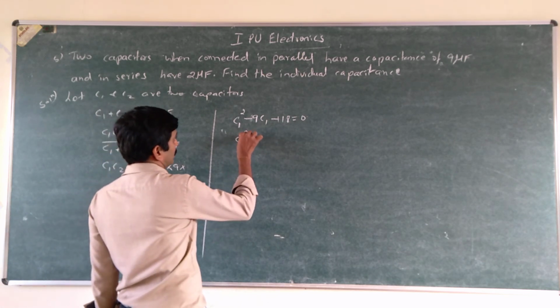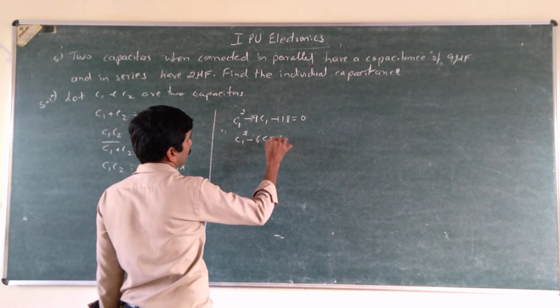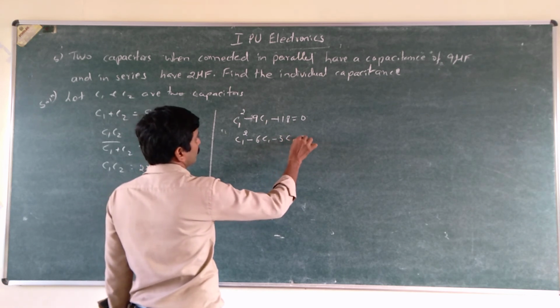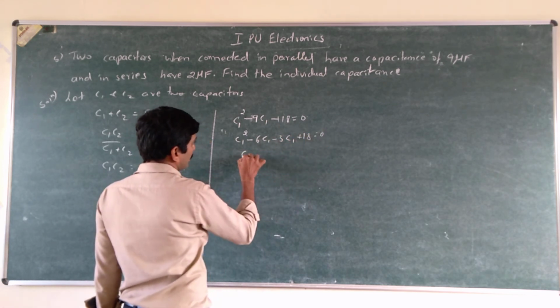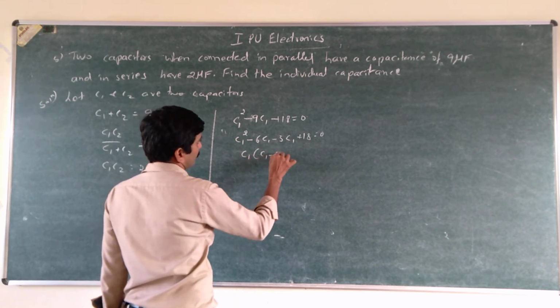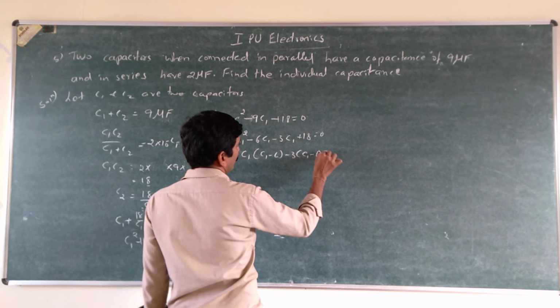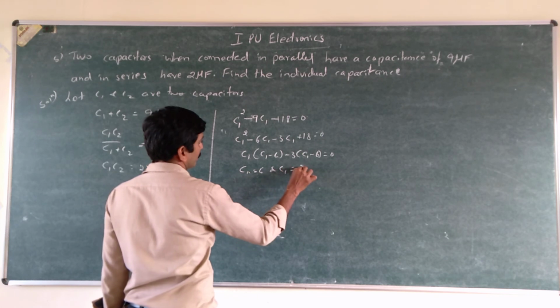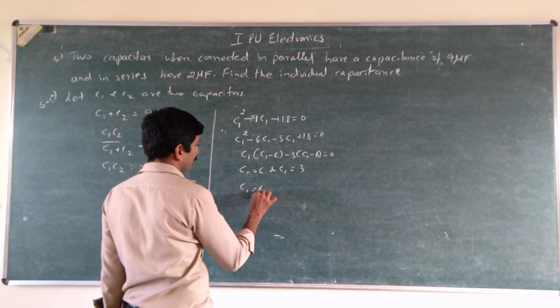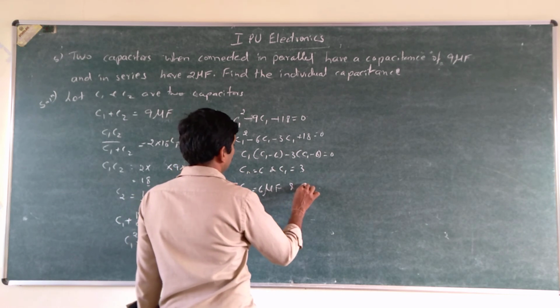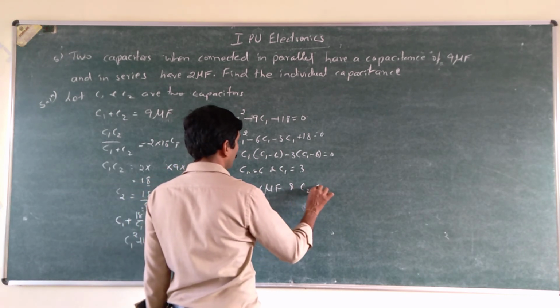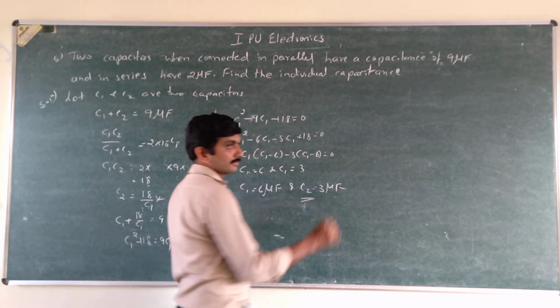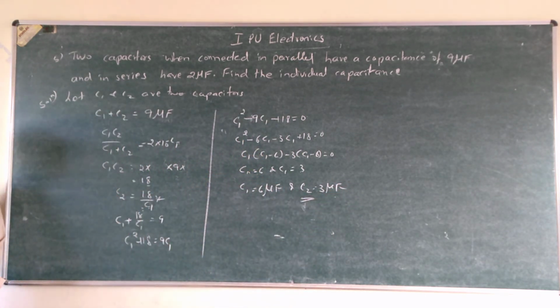This is C1 square minus 6 C1 minus 3 C1 plus 18 is equal to 0. C1 into C1 minus 6, minus 3 into C1 minus 6 is equal to 0. C1 equal to 6 or C1 equal to 3. So, C1 equal to either 6 microfarad or 3 microfarad, and C2 equal to 3 microfarad or 6 microfarad. This is the answer. With this, I conclude the problem section in the capacitor chapter. Thank you very much.